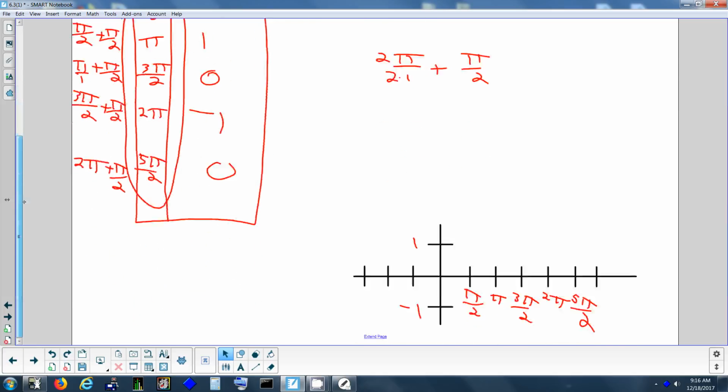And now graph your points. So pi over 2, 0. Pi, we're at 1. 3 pi over 2, 0. 2 pi, -1. Back to 0. And remember, everything about this graph should be nice and curved. No sharp turns or anything on the graph.